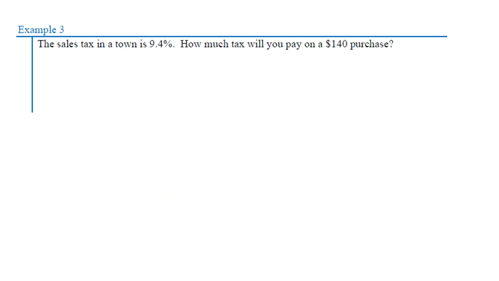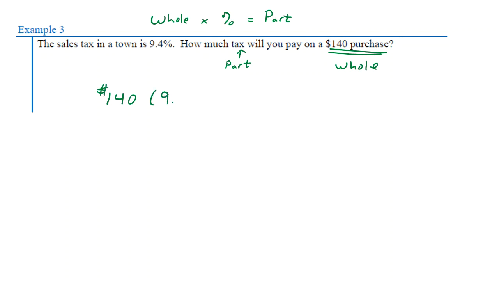A sales tax in a town is 9.4%. How much tax will you pay on a $140 purchase? So remember, we know the whole times the percent equals the part. Now the purchase here, that's the whole amount that we paid. And we want to know how much we'll pay in tax. That tax is a certain part of the whole amount that you pay. All right, so quite simply, we're going to do the whole times the percent equals the part, which in this case, that part is tax.